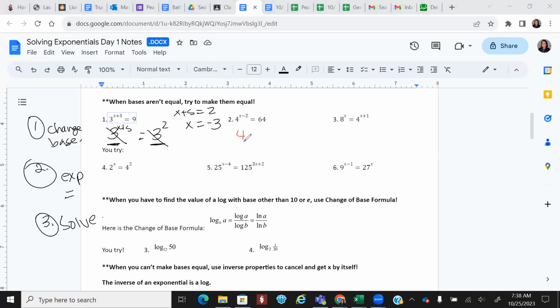So we can rewrite this as 4 raised to the x minus 2 equals 4 to the 3rd. Does everybody see how that 64 went to the 4 to the 3rd power? Okay. Now, since the bases are the same, we drop the base and we set the exponents equal to each other. Now, we're going to solve. X equals 5. Questions over that?